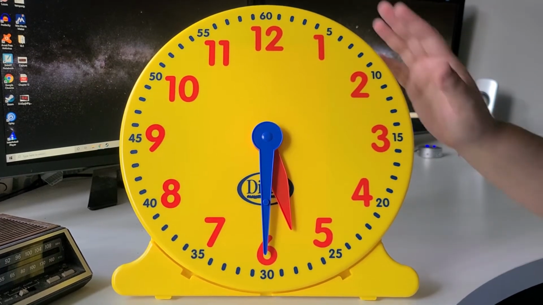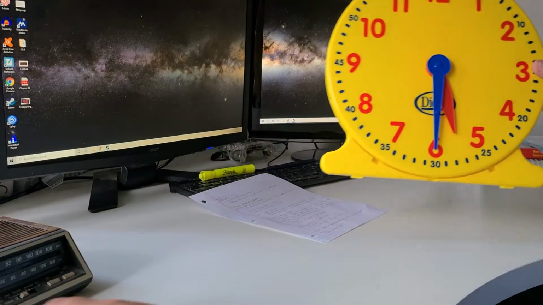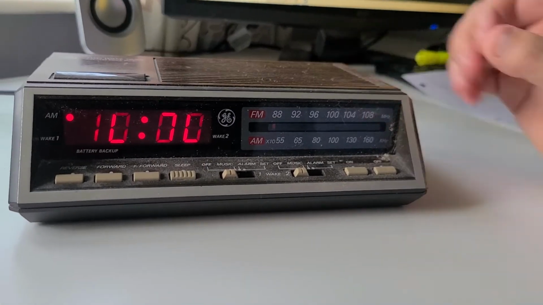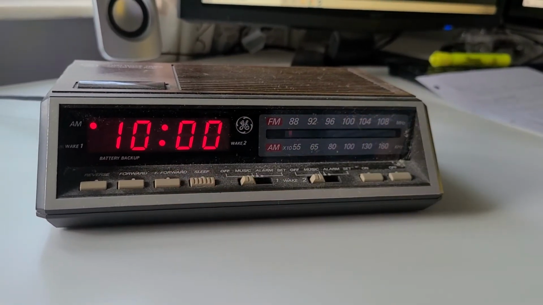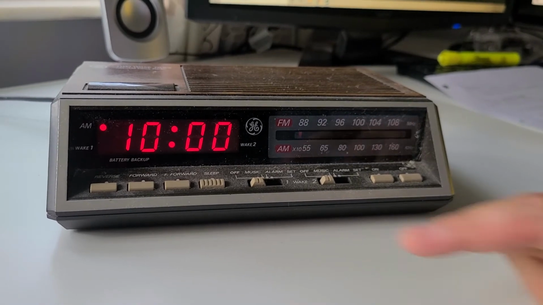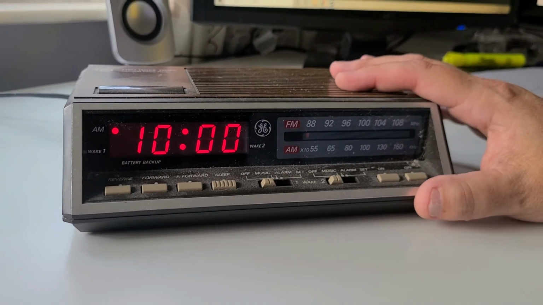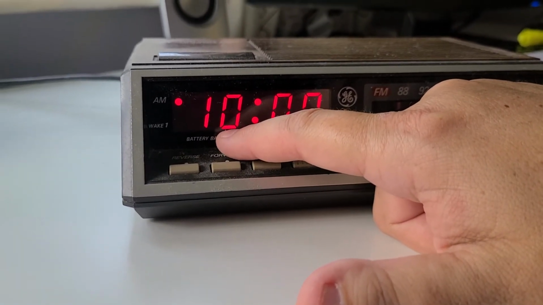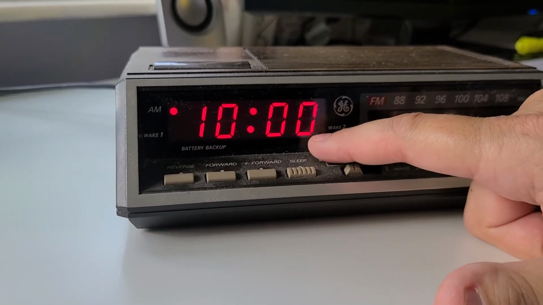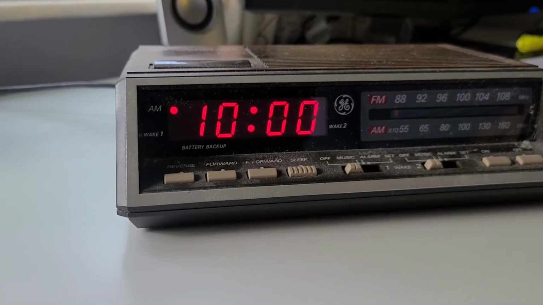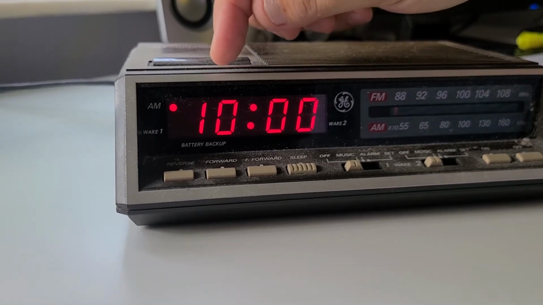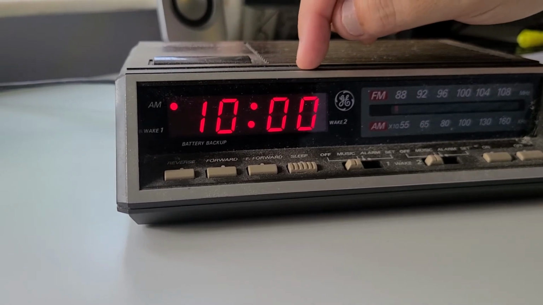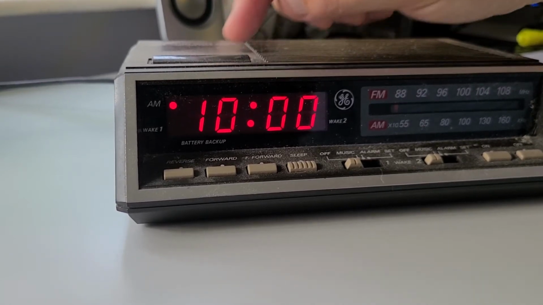So today, instead of doing our analog clock, we're going to be talking about this digital clock. And remember, I told you that a digital clock has digits on it. Remember, digits is a fancy word for numbers. And so when I look at this clock right here, I can see the hour at the beginning. The first two numbers are the hour, and the second two numbers are the minutes. So on this clock right now, there's a 10 in the hour and a 0 in the minutes. So it is 10 o'clock.